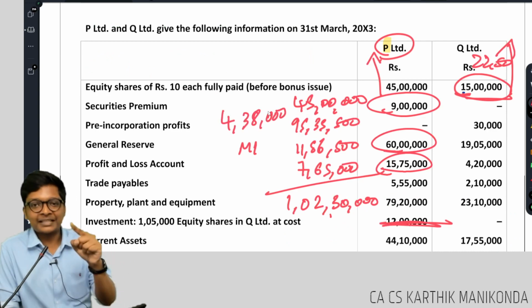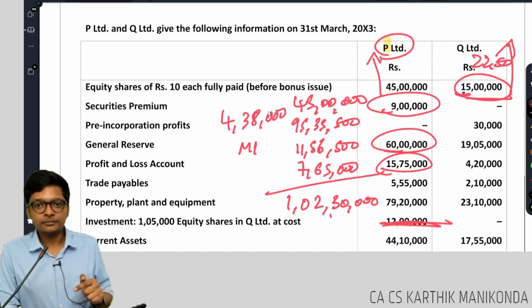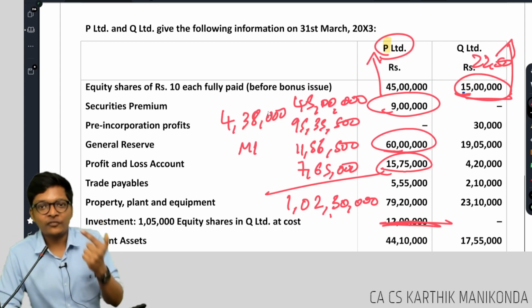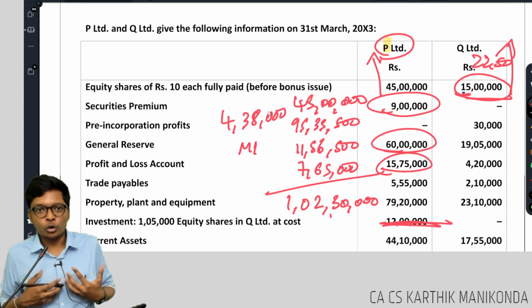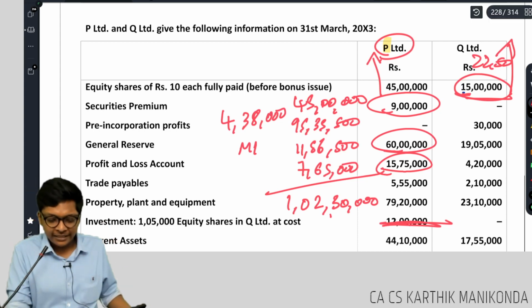Another common mistake, guys. When goodwill comes, you will add it, but when capital reserve comes, we tend to forget. Not because you don't know, but in that flow, in the scheme of things, we end up missing it.